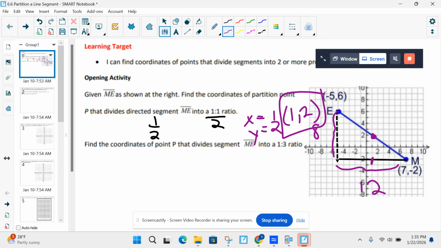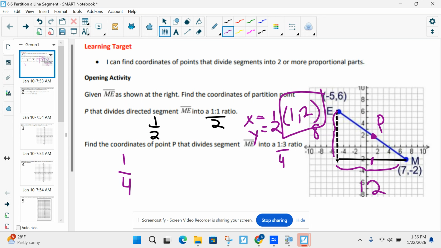So maybe you thought about it like that without doing all of the counting and adding. Or maybe you just used the formula. And maybe you did what I did, but maybe a simpler way. Okay, but that's the point that would divide it into a ratio of 1 to 1. And then what about 1 to 3? 1 to 3 would mean that there are a total of 4 parts. And if it says 1 to 3, that means our point is 1/4 of the way from M to E. And 1/4 of the way would just be a half of the point that you already found.